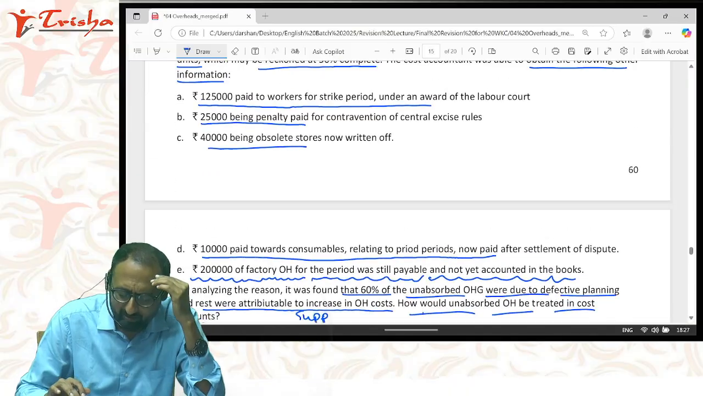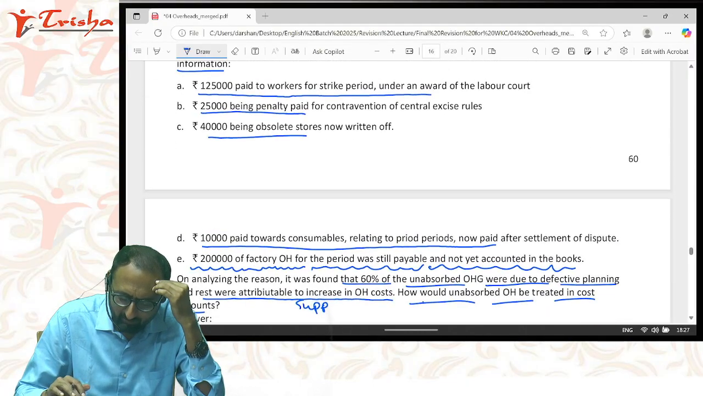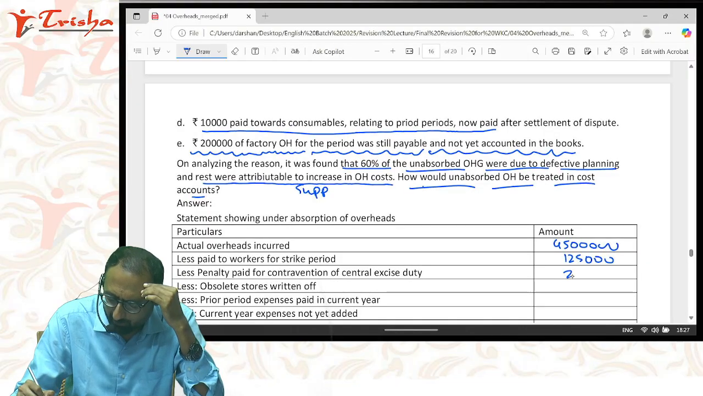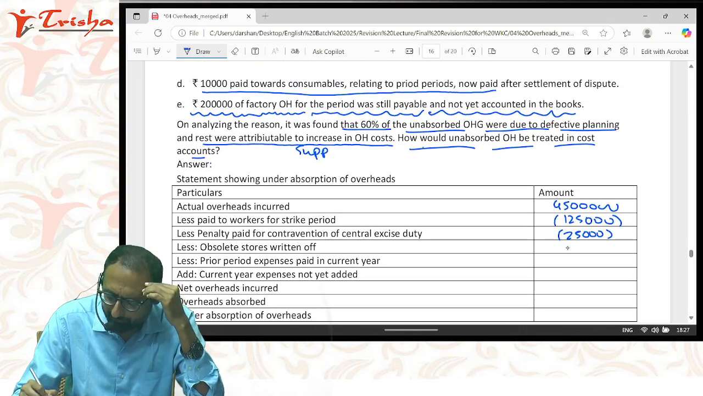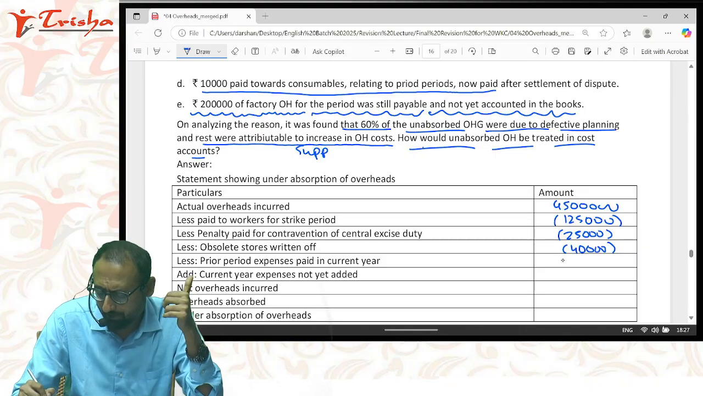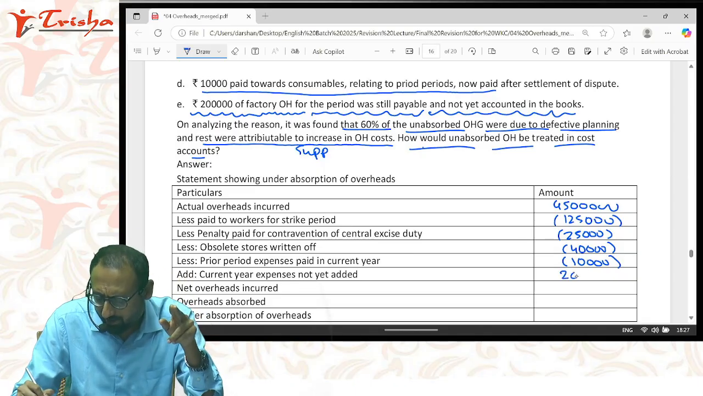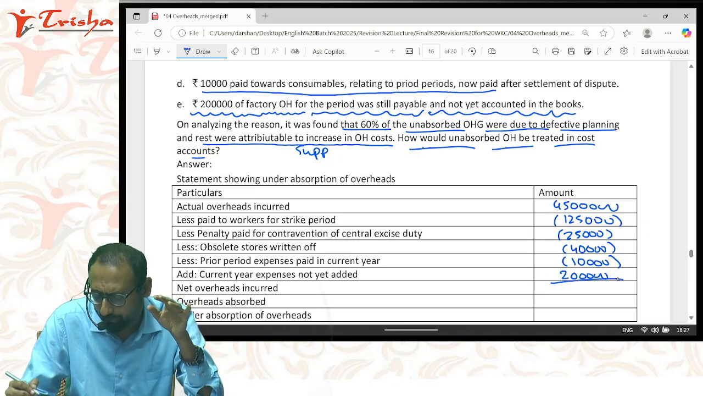Less: paid to the worker during the strike period, is it 1,25,000? Next item is 25,000 penalty. Abnormal item, deduct the 25,000 as well. Next item is 40,000 obsolete stores written off. Next, 10,000 paid towards consumables relating to the prior period. Prior period item booked in the current year, 10,000 less. But the 2 lakh is your current year expense yet to be accounted. You forgot to account for it, so you will have to add that 2 lakh rupees.